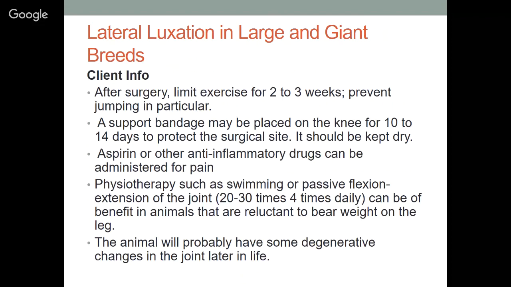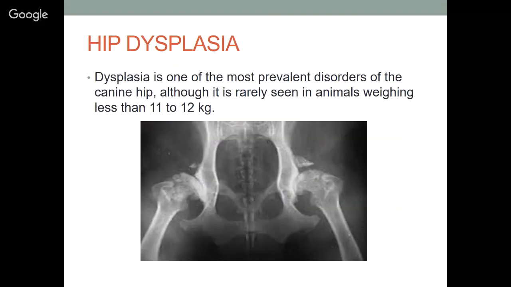They're going to have some degenerative changes in that joint later in life, but they were going to have it anyway if we're having to do surgery.